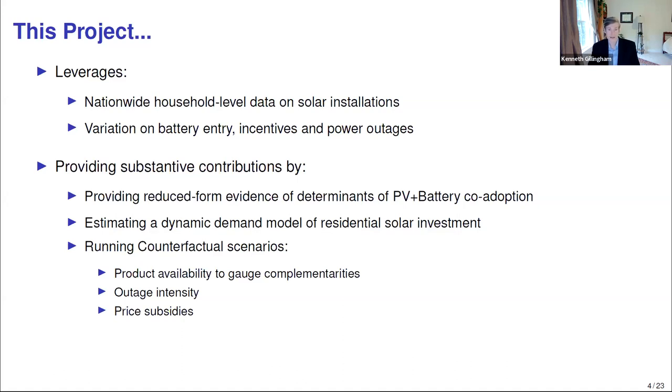Then we're going to estimate what's called a dynamic discrete choice demand model of residential solar and battery investment. This is a model where we are allowing consumers to be forward-looking, so they are accounting for the fact that solar prices could be coming down in the future, and battery prices could be coming down in the future. And then we're going to run what are called counterfactual scenarios. These are what-if scenarios: what would the world look like had, say, batteries not been available at all? Had outages gotten much worse, or major defensive investments been made by utilities to improve outages? You could think about climate change leading to worse outages, and through wildfires, et cetera, more public service power shutoffs, for those of you in California. So outage intensity is something we're going to vary and explore. And then we're also going to explore price subsidies.